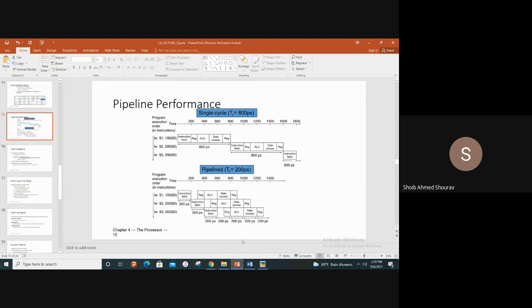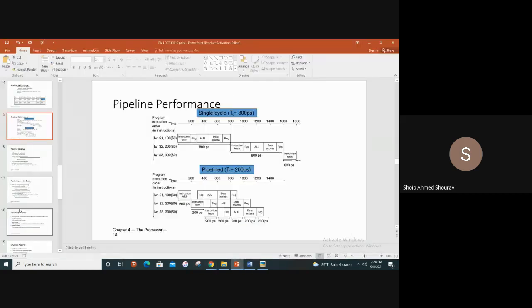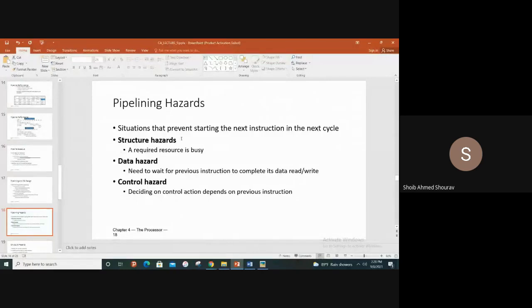So this hazard is actually in the diagram. It is a structure hazard. A required resource is busy. And there is no way we can improve it because it is the design, it is the procedure, and we have to follow it. So we have to adjust to this hazard. We cannot improve it. Everyone clear about the structure hazard? Please respond. Everyone clear about the structure hazard?